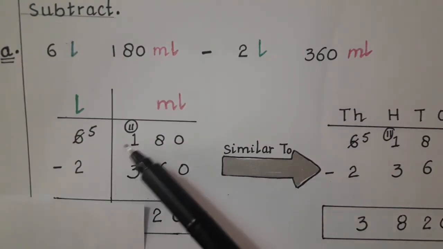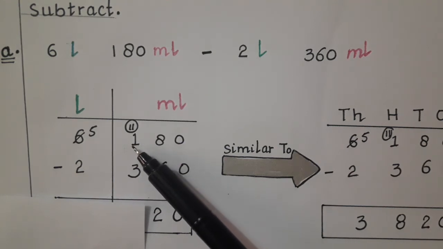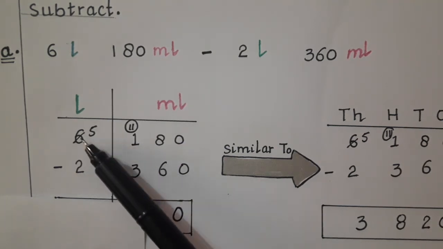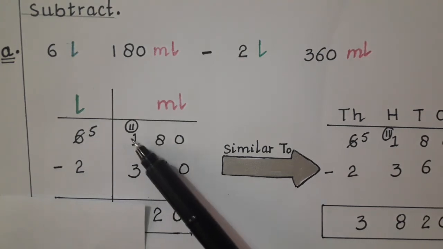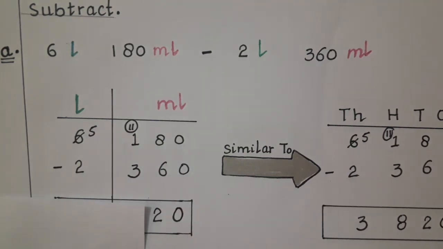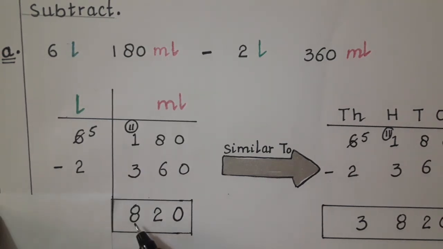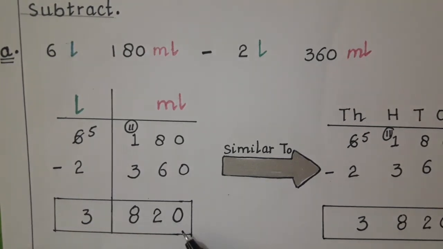Okay students, the next number is 1 minus 3. You can see that 1 is a smaller number and 3 is a greater number. So we cannot subtract from a smaller number. So we will take a carry from the number 6. So 6 will be left 5 because we take the carry in the 100 place. So it will become 11. And 11 minus 3, just count on your fingers quickly. 8. Okay, and students, 5 minus 2, count on your fingers quickly. How many? 3. So we get the answer 3 liter 820 milliliters.